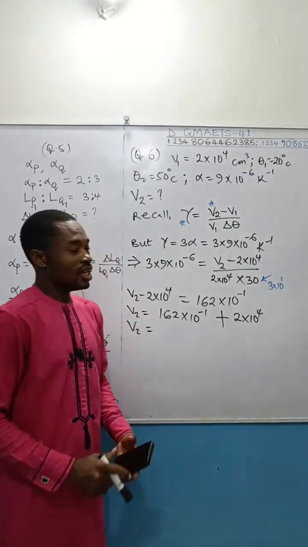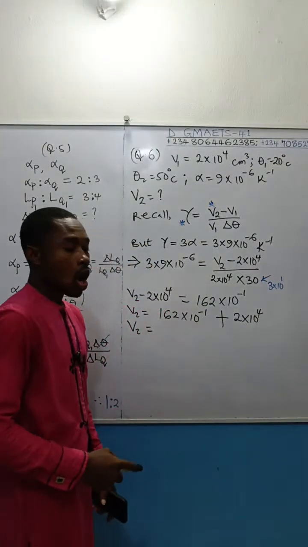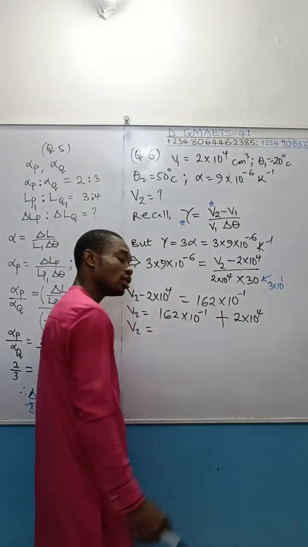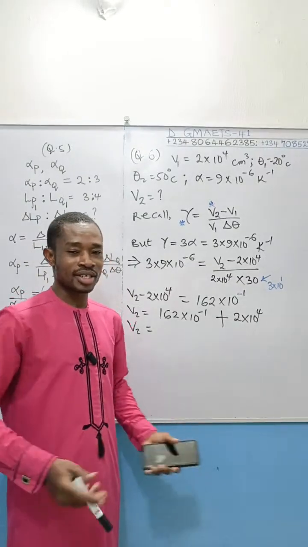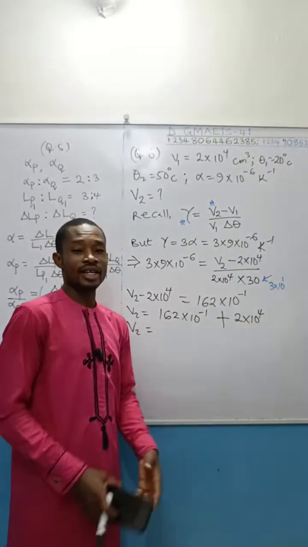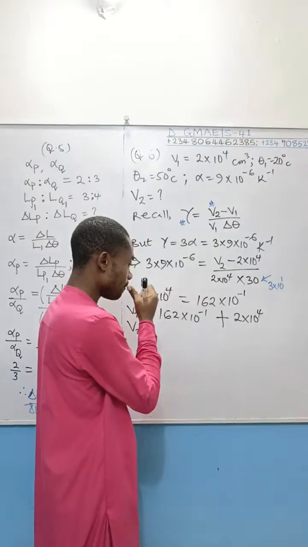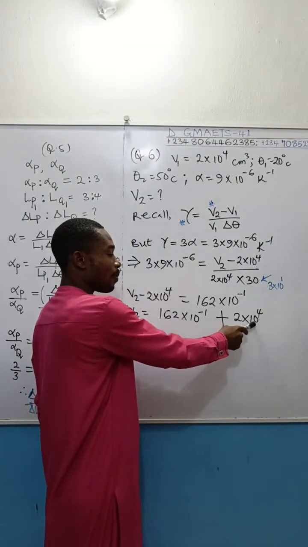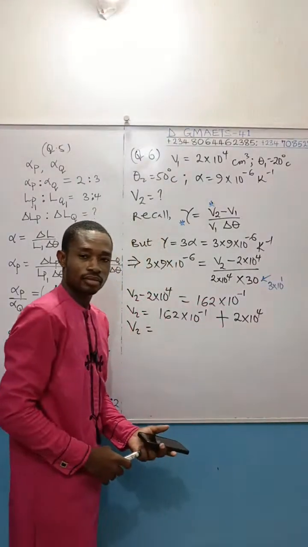It is either you make this power 4 become power minus 1, or you make this power minus 1 become power 4. The choice is yours. However, in the option given, these were not written in standard form, so it doesn't matter; we can change either one to the other and then add up. Now look at what I want to do. I want to make this power minus 1.